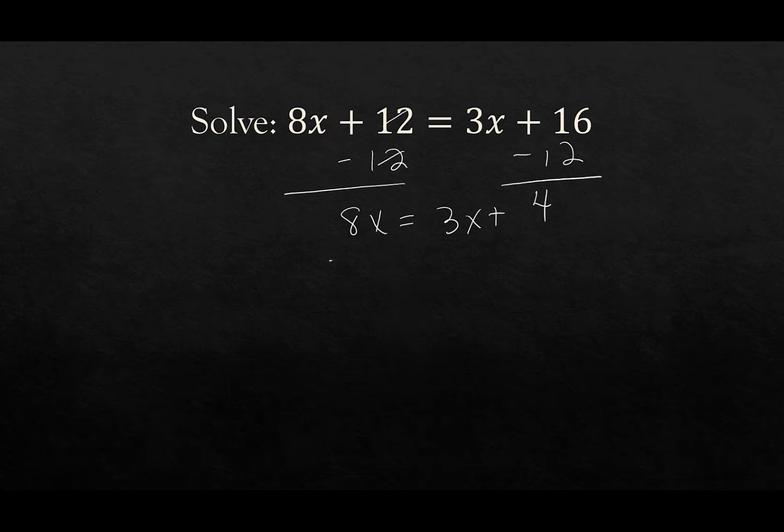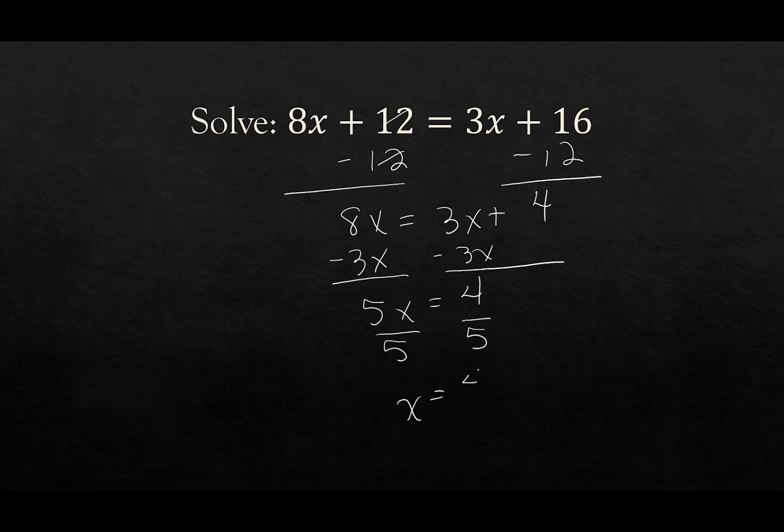Then I think put the x's together. So let's subtract 3x. 8 minus 3, there's 5x, is equal to 4. I divide by 5, and x is equal to 4 over 5. It is perfectly okay that our answer is a fraction. Nothing wrong with that. If you wanted to check it, you could plug it back in and make sure the left side is equal to the right side. It kind of depends on how much time you have. Sometimes you're just trying to get through the problems and you don't have time to check.